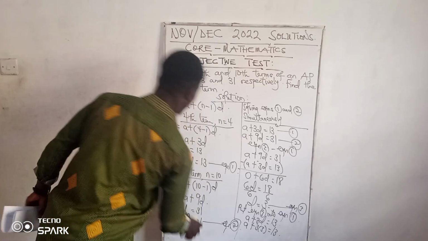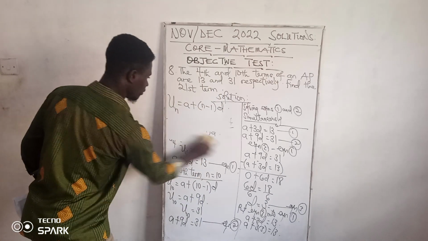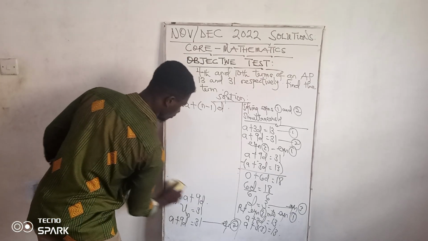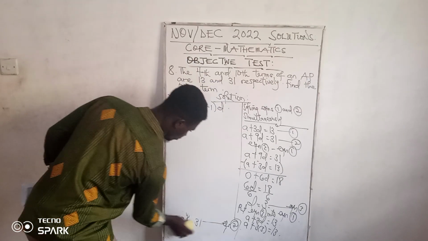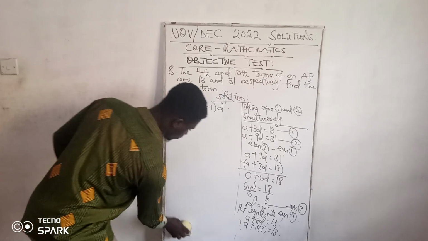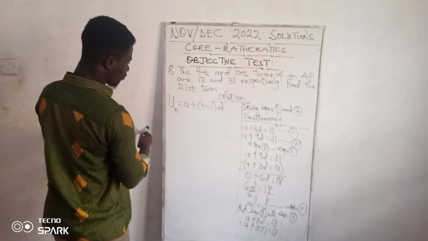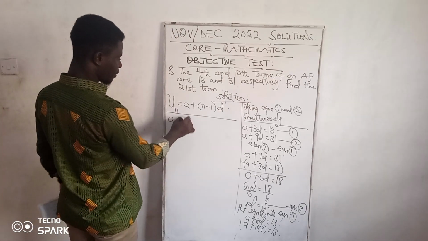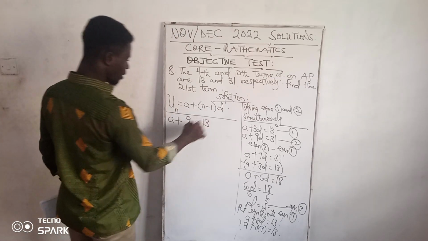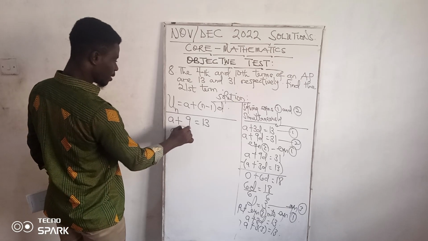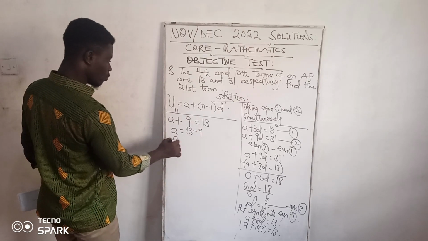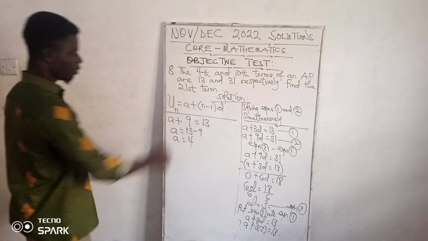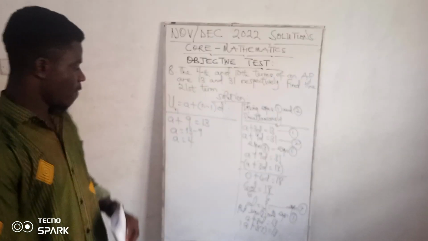So let me clean this part. So I have a plus 3 times 3, which is 9, equals 13. So I get a equals 13 minus 9. So a must be equal to 4. So 13 minus 9 gets 4.